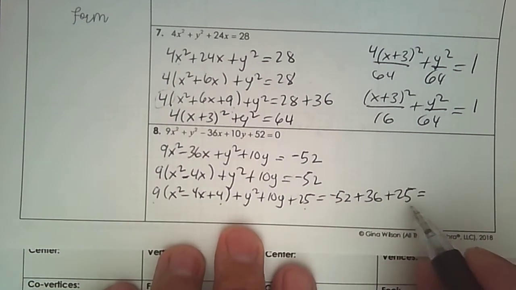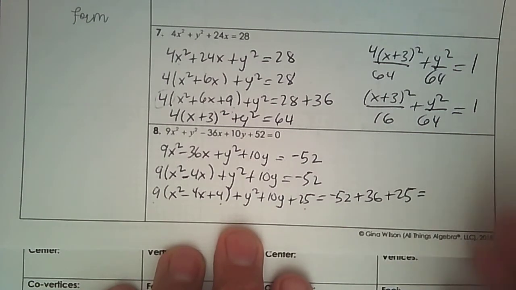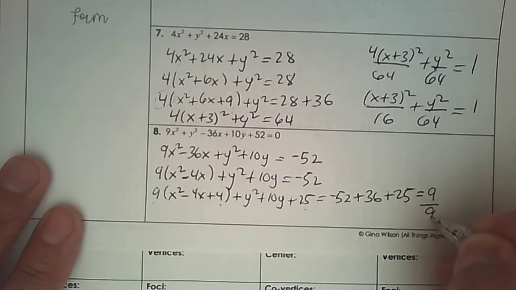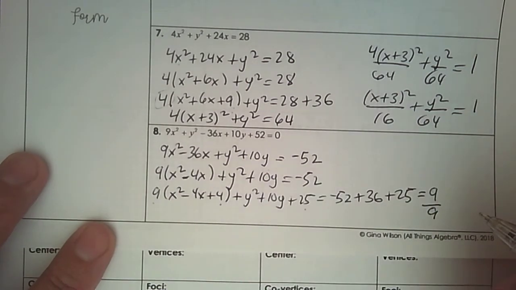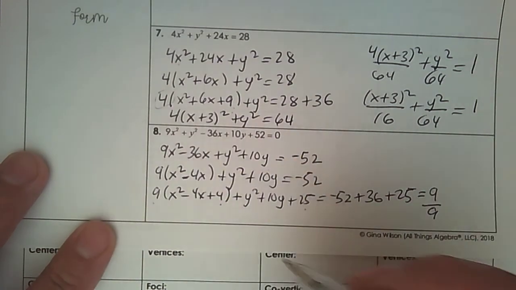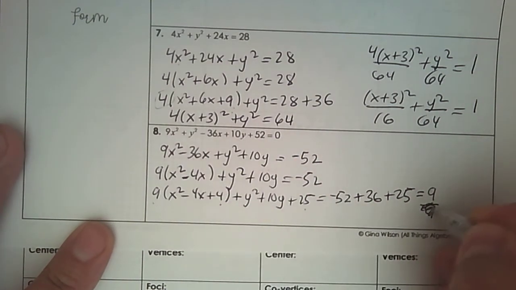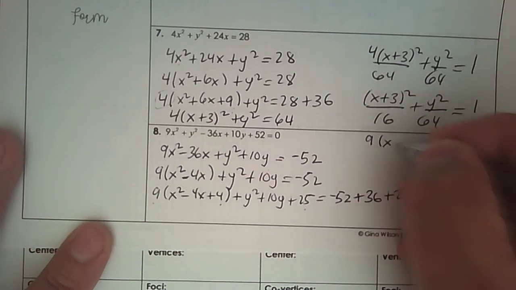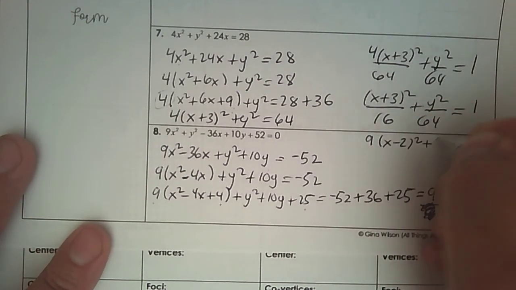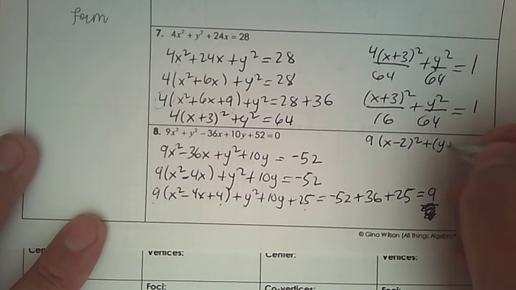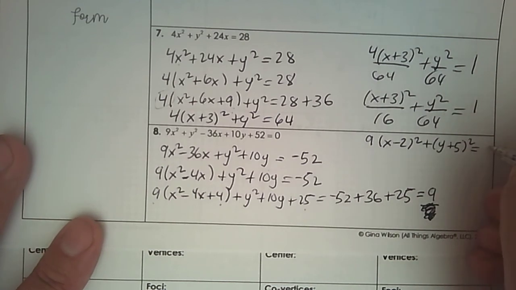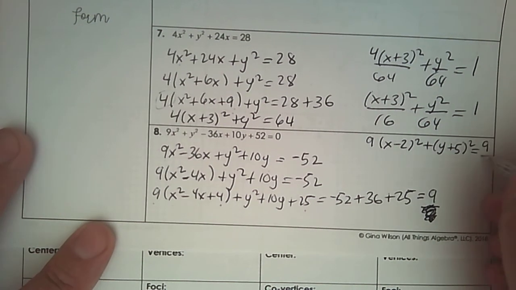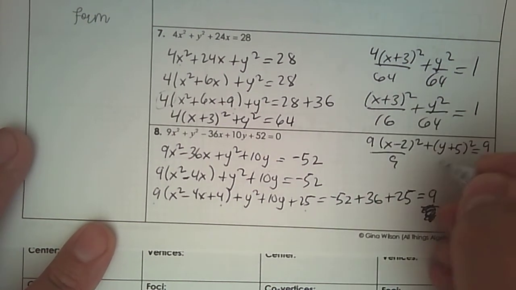I'm now going to combine these together. So this is 61 and negative 52, so that's 9. And then divide everything by 9 to make it equal to 1. I'll do that next. So we're going to factor. So this is x subtract 2 squared. We're going to factor. That's y plus 5 squared is equal to 9. And then we're going to divide by 9, everything. And then we'll have our answer.